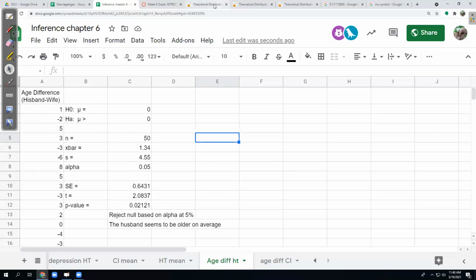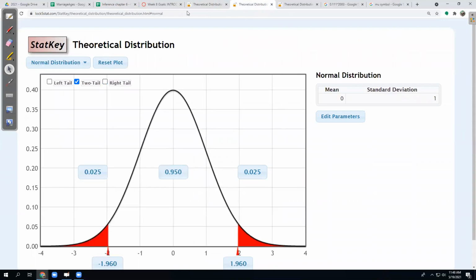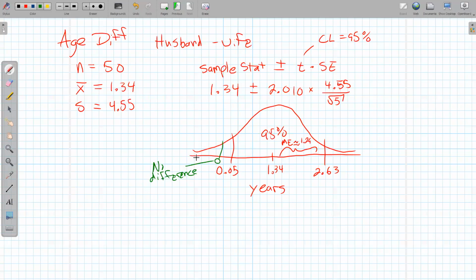I'd also back it up by double checking with some StatKey graphs to see if you're on the right page. And remember, whenever I do these problems, I usually do my by hand sketch to kind of check it out too. So write good notes. All right, that's it for now.